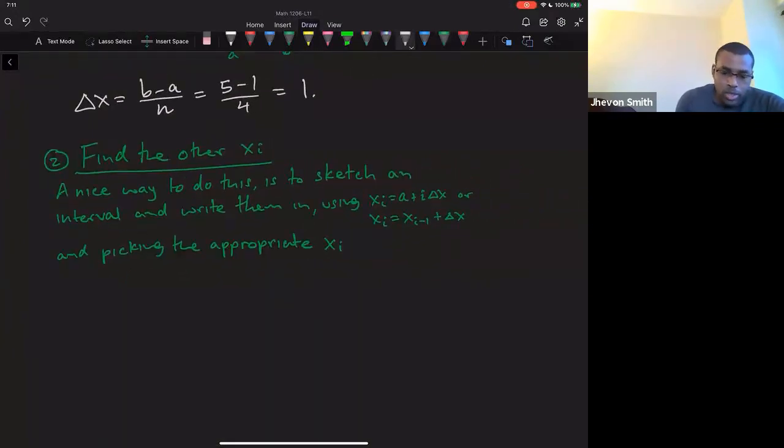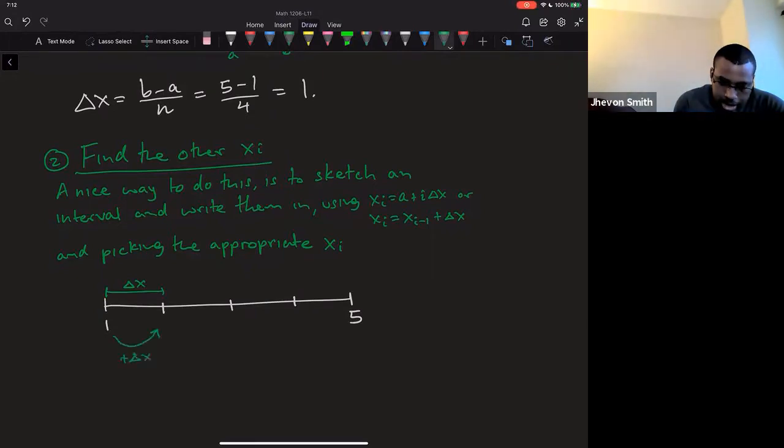Well, I would actually just draw my interval here. I know that 1 is here, 5 is there. And I know that I'm dissecting this into 4. And I know that each length here is delta x long. So from 1 to get to the next one, I'm going to add delta x. And then to get from this to the next one, I'm going to add delta x. To get from this to the next one, I'm going to add delta x. To get from this to the next one, I'm going to add delta x, right? You keep adding delta x, they're all the same size, right?